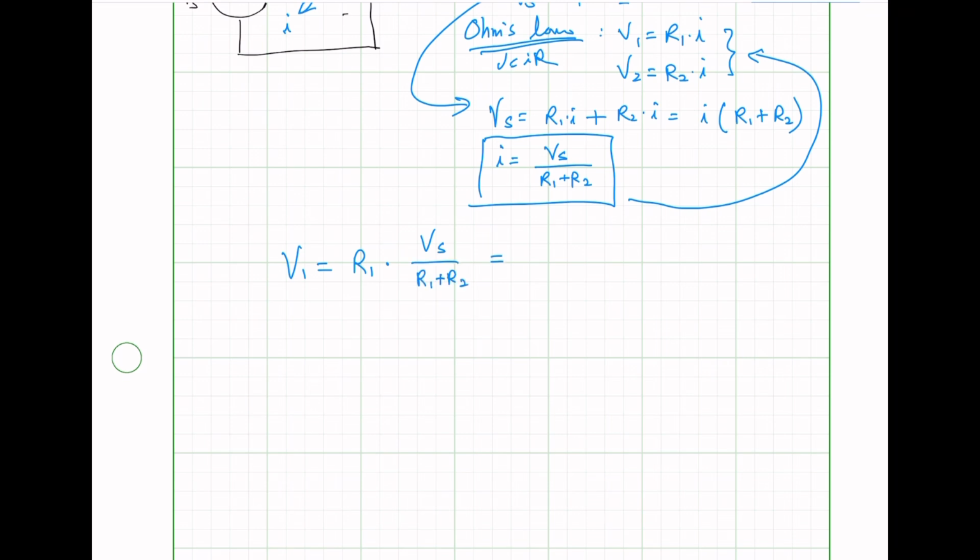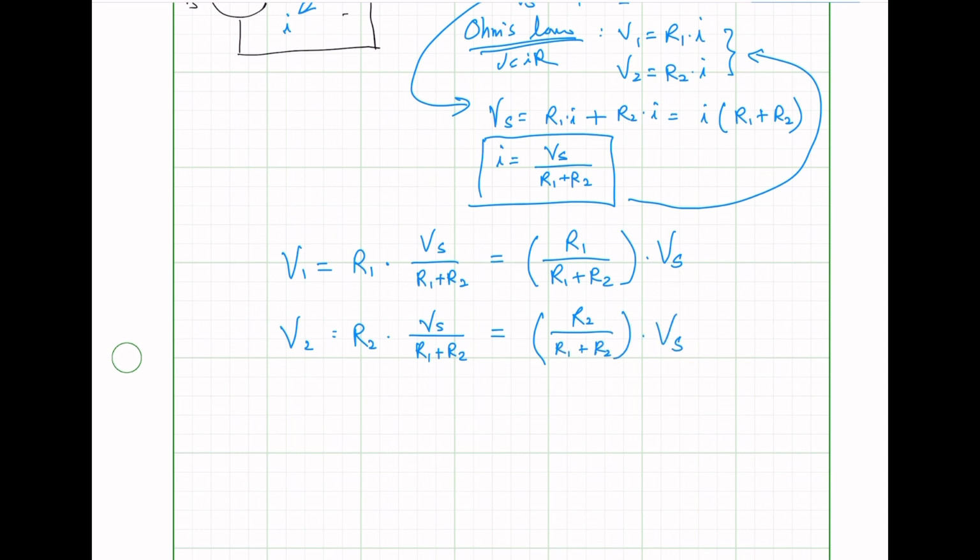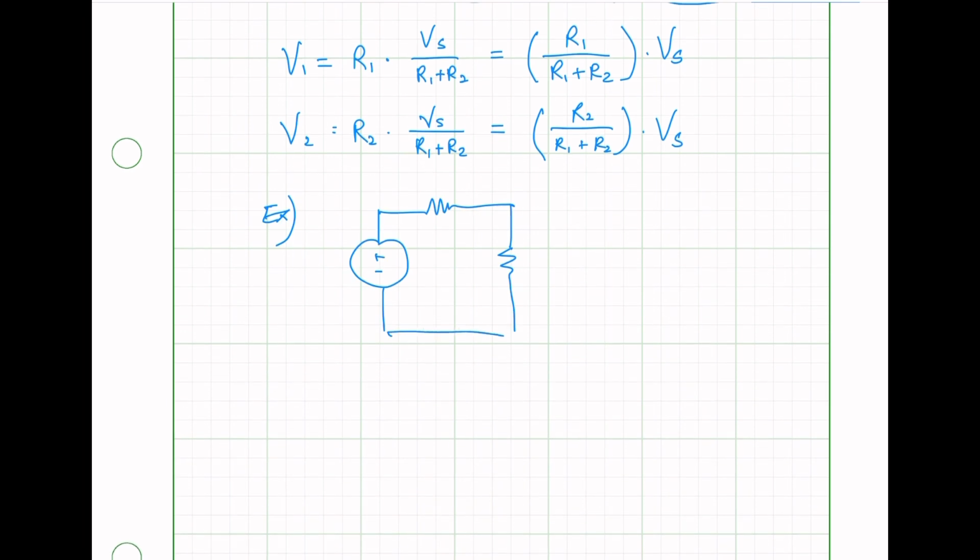Just put it into the nice form: R1 over R1 plus R2 times Vs. And then V2 equals R2 times I. What is I? Vs over R1 plus R2. And that is R2 over R1 plus R2 times Vs. So this is the voltage division. Let's take a look at the example.